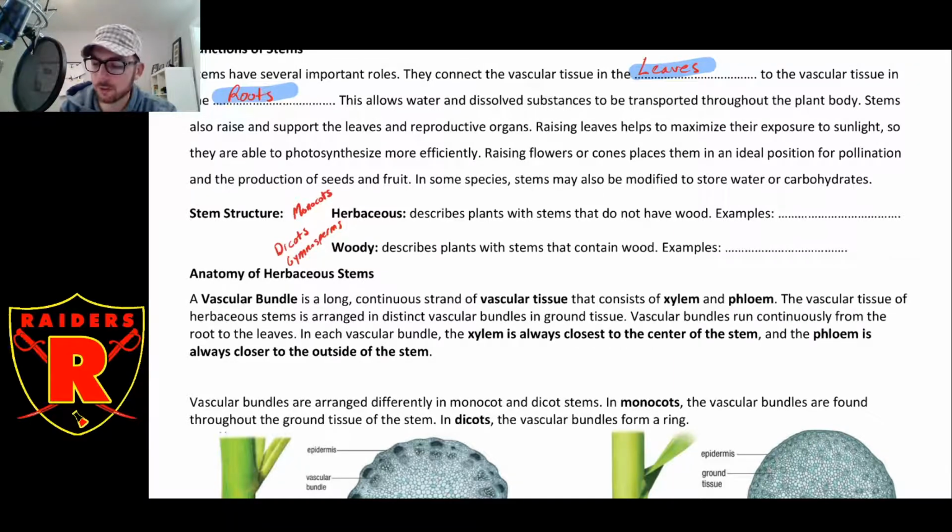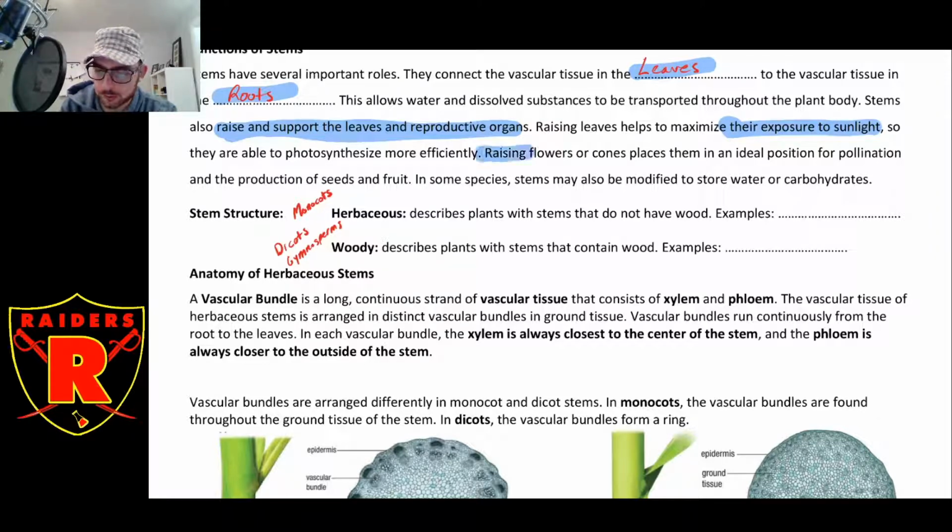Another really important function for the stem is to raise and support the leaves and the reproductive organs like flowers. You've got to get the leaves up off the ground because you're competing with other plants for sunlight, and the higher you go, the better you are at claiming the sunlight for yourself. So having a long stem is potentially very advantageous to a plant. It also serves as a support structure, which maximizes its exposure to sunlight.